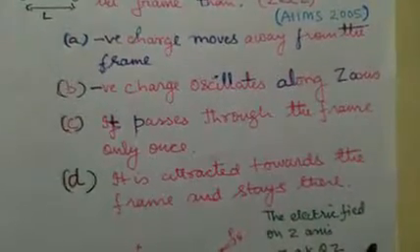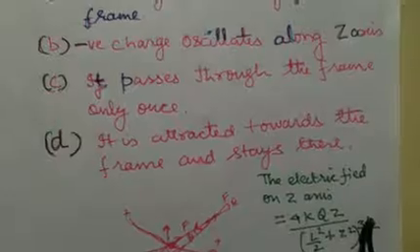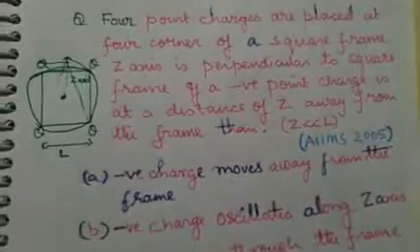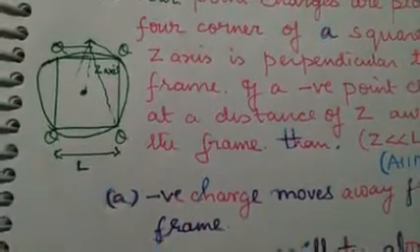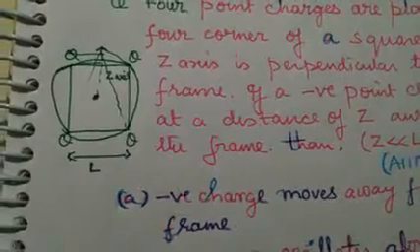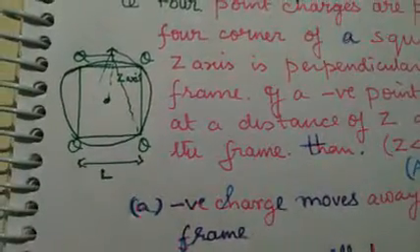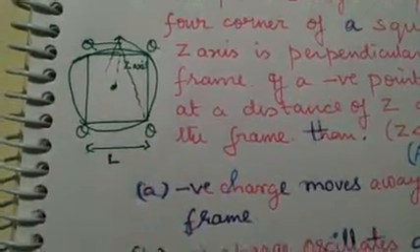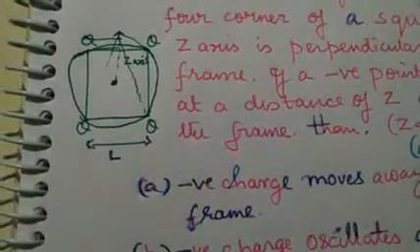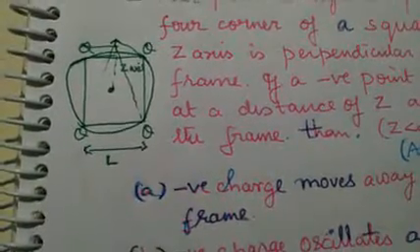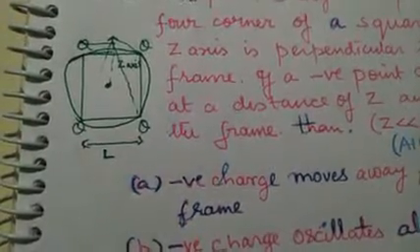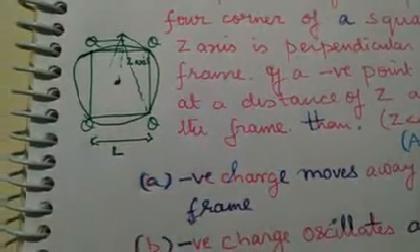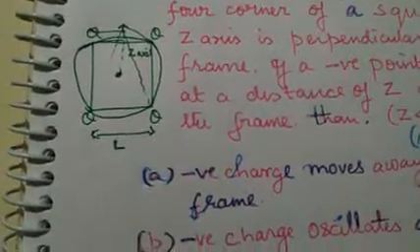It passes through the frame only once. It is attracted towards the frame and stays there. You know, even though he is talking about a square and having charges Q at all these vertices, now we can consider a circumscribed circle, though the circle is not very perfect, but pardon me for that. I just wanted to tell you that the z-axis is some kind of an axis coming out of the center of this circle, and the vertices are circumscribed.